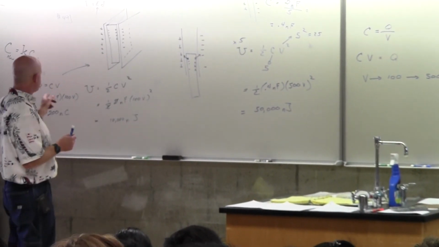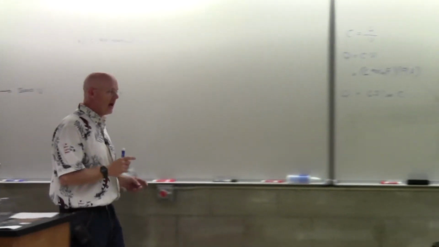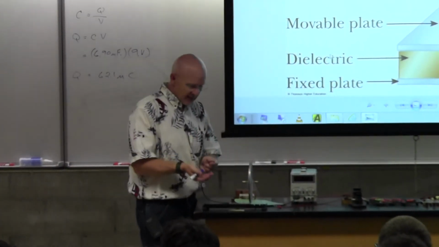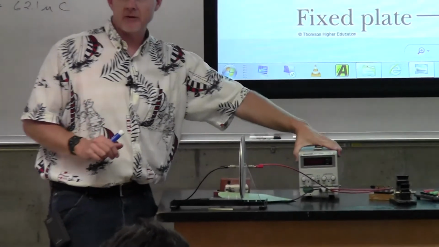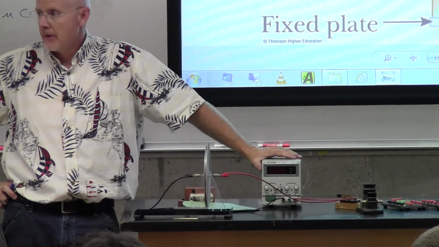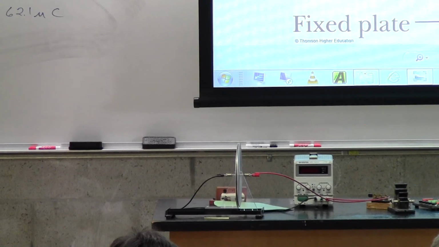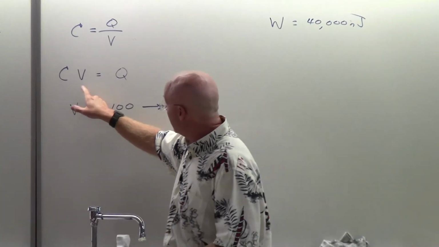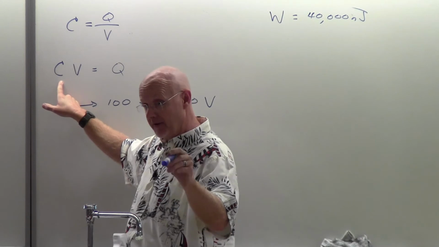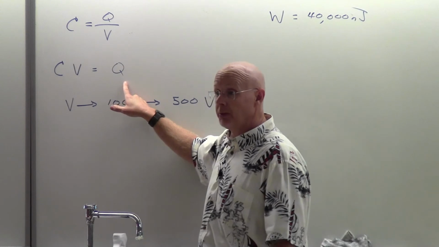Well, then if we left it hooked up to the charge, now we have a different problem. By the way, I should point out, what would have happened if this had remained connected to our 100-volt power supply? In that case, we would not have had this statement that the charge remains constant. We would have said the voltage remains constant. And so as our capacitance went down by a factor of 5, with our voltage remaining the same, the charge on the plates would have gone down.